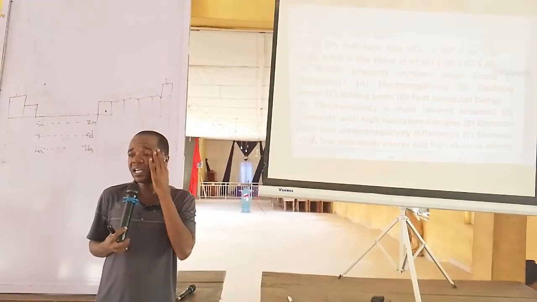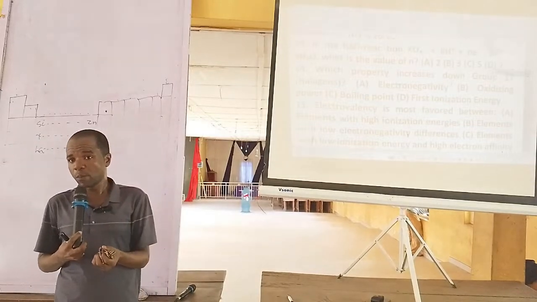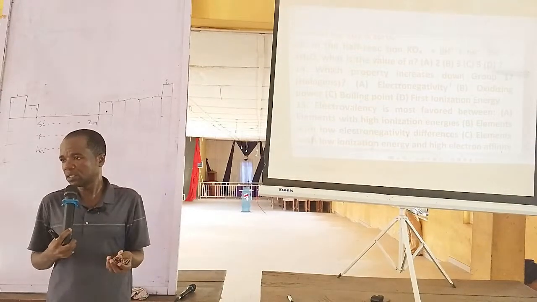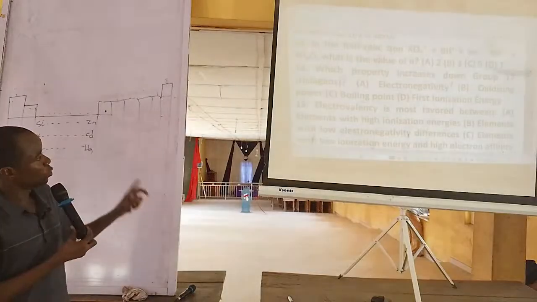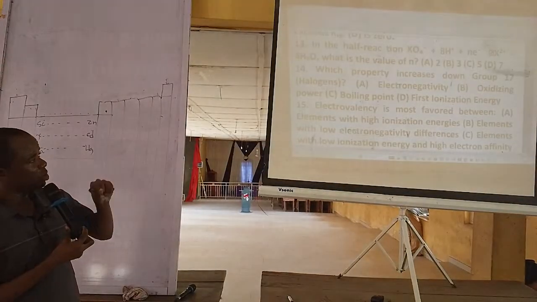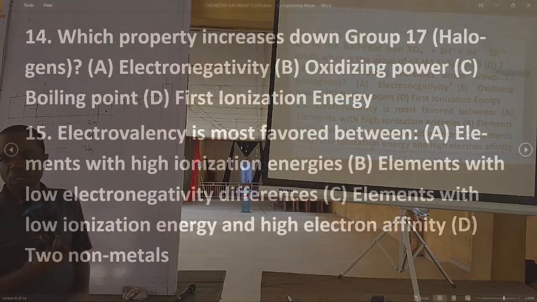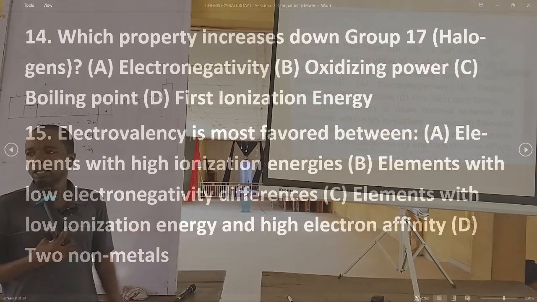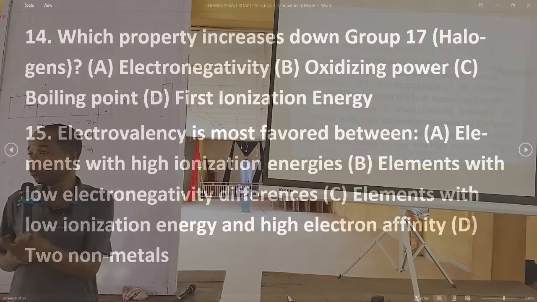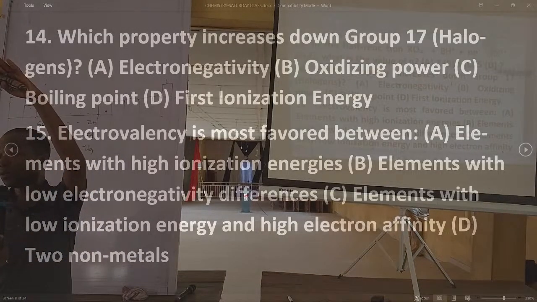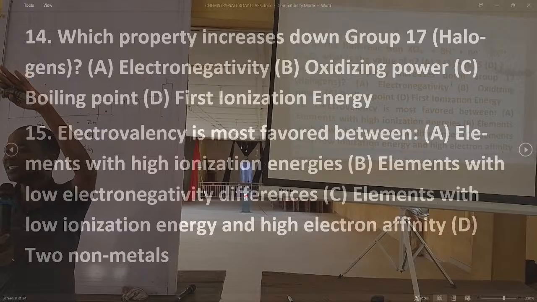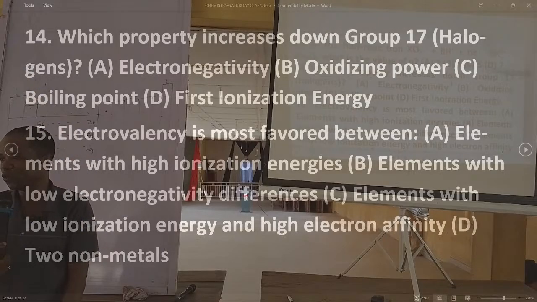So it's either group 7 or group 17. It means the same thing. So now back to the question. It now says which property increases down group 17? That is the halogens. Let's look at option A, electronegativity. We should know that electronegativity always decreases down the group. It doesn't increase down the group.